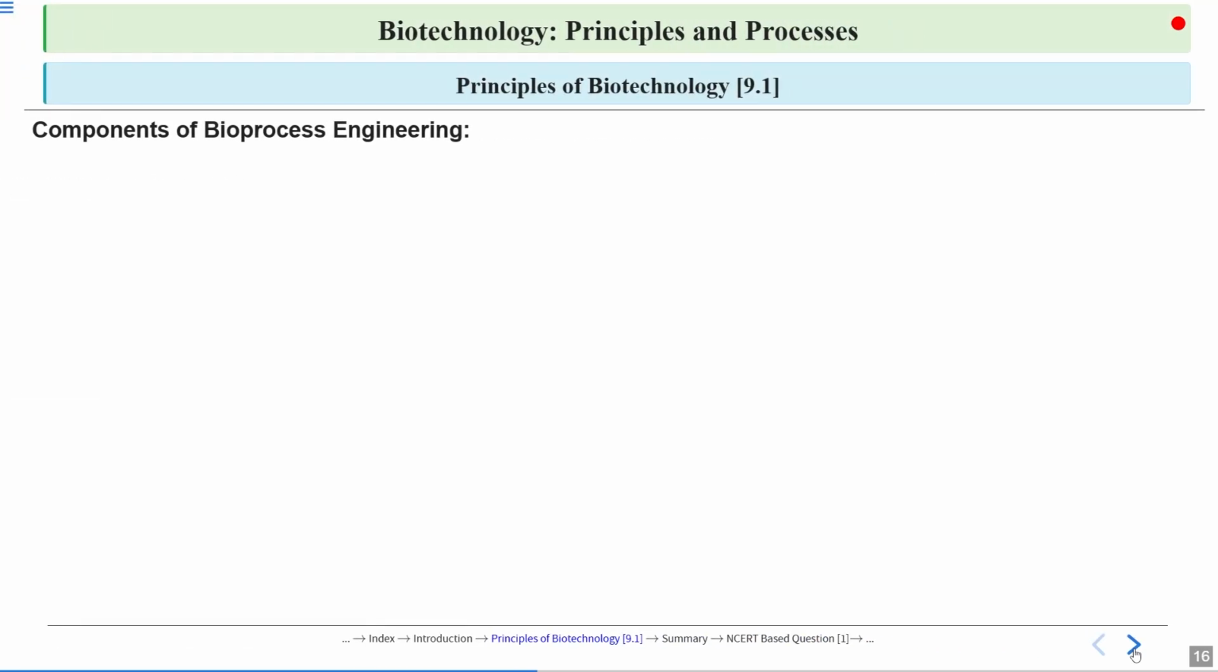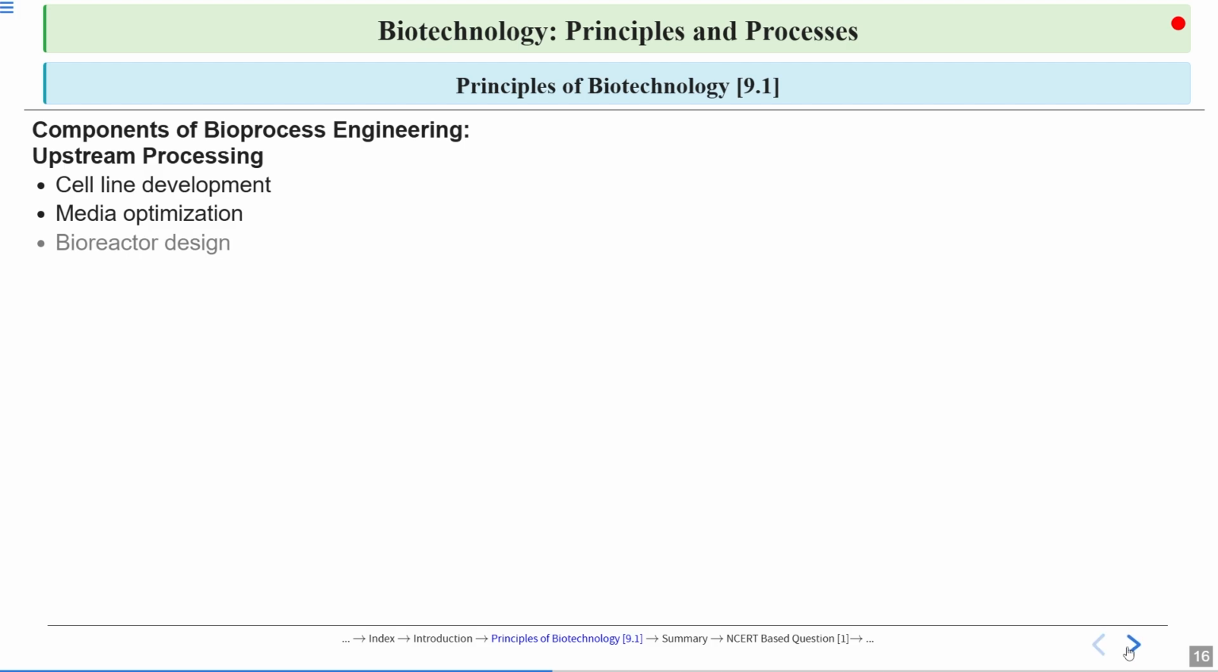So, if we look at the components of bioprocess engineering that I have talked about just now, first is upstream processing, which involves steps like cell line development. If we are working on some cells, we are taking some DNA from a cell. So first we have to develop the cell line of that organism, whatever we are using. Then we have to optimize the media. We have to see that the media consists of every nutrient, every essential thing that is needed for the cells to grow, so therefore the media should be optimized.